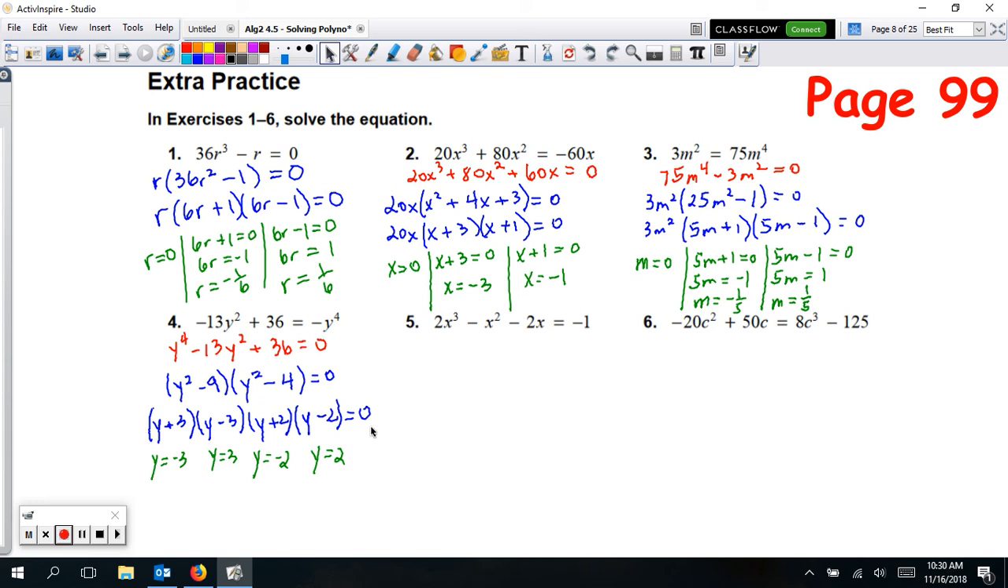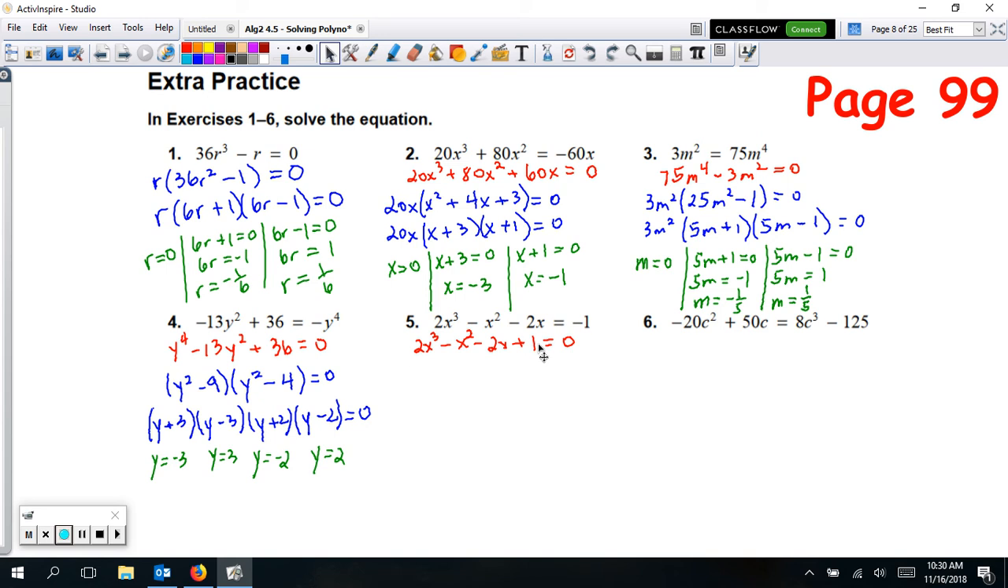Okay, number 5. On this one, this negative 1 is over here, and we should really bring that over. Just add 1 to both sides to set it equal to 0. That will go at the end of this 4-term polynomial. And so now it'll look like that. So now it's in standard form.